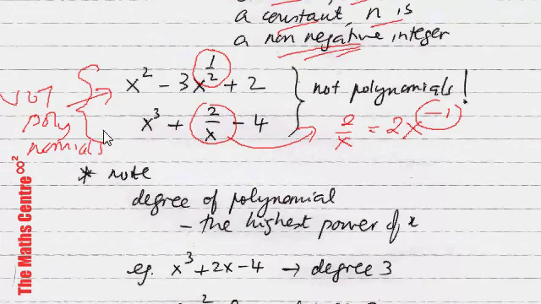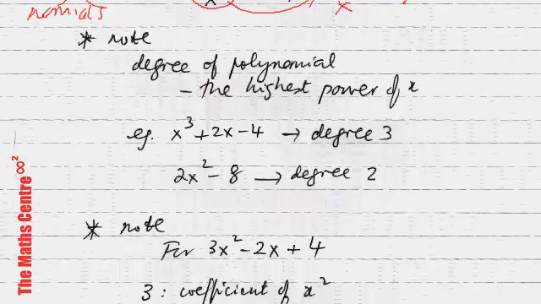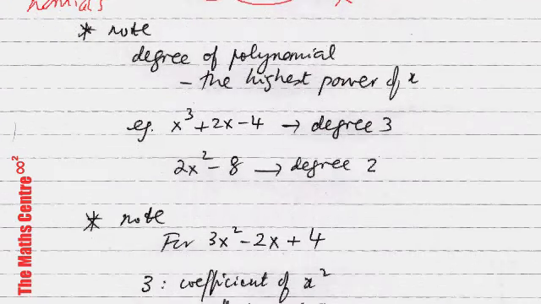Now let's move to degree of polynomials. And what is the degree of a polynomial? The degree of a polynomial is the highest power of x that you see. So if you have x cubed plus 2x minus 4, the highest power of x that you see is 3, therefore the degree is 3.